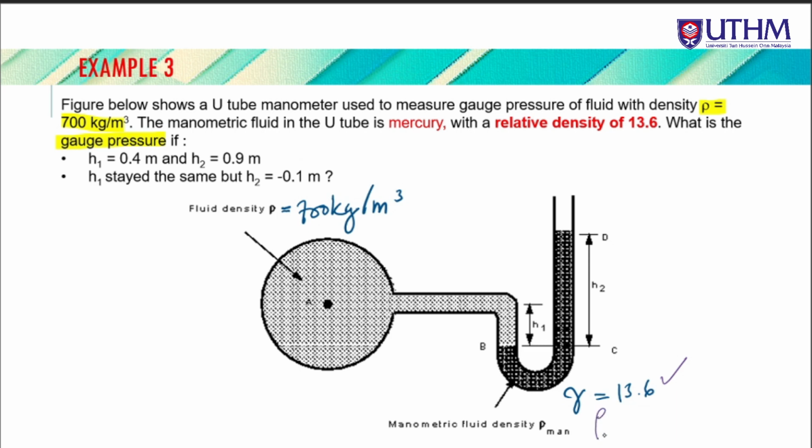So the density of mercury should be 13.6 times 1000. So it will be 13600 kilogram per meter cube. What is the gauge pressure? There are two questions. If H1 equals 0.4 and H2 equals 0.9, and for question 2, H1 is still the same, equals 0.4, but H2 would be minus 0.1. So instead of above, it is below here.